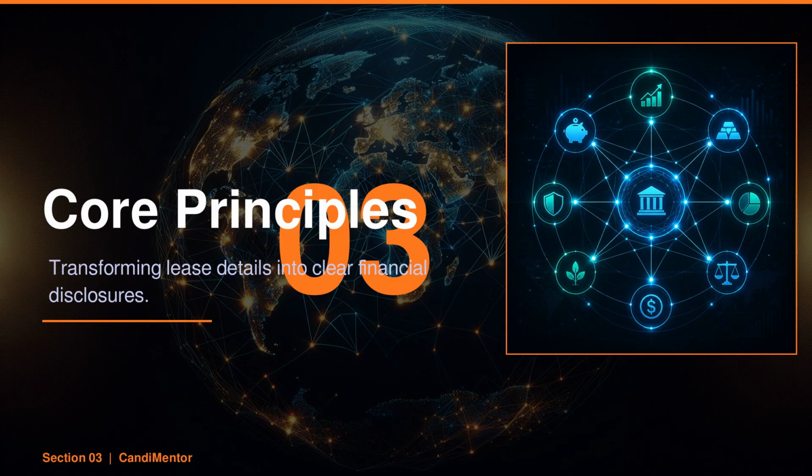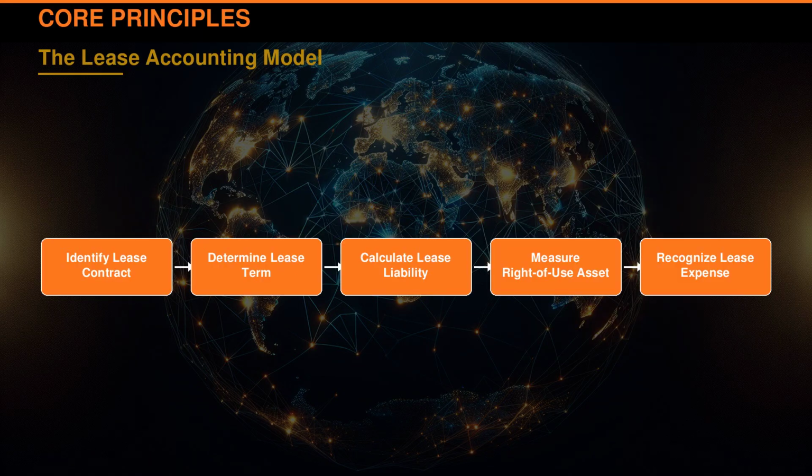Imagine a massive $50 million lease flying under the radar on a company's books. ASC 842 forces these to surface, ensuring transparency. This lease accounting model dissects contracts, revealing liabilities and assets. Understand how this impacts financial statements and key metrics. Here's why this matters for investors and managers alike. The lease accounting model is crucial for identifying, valuing, and recording lease obligations.